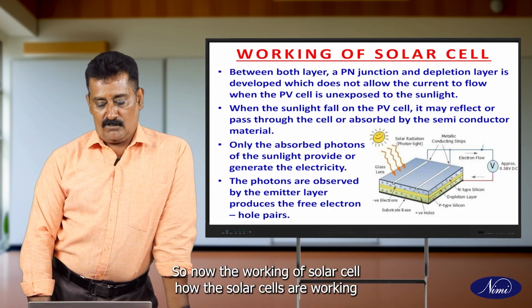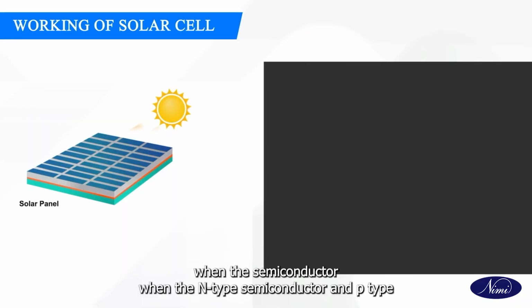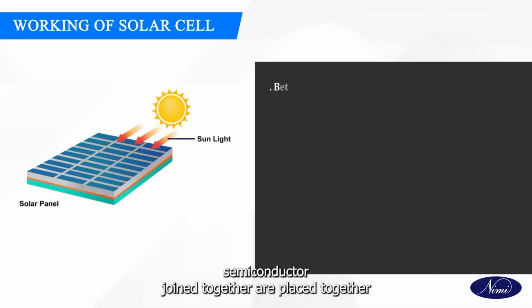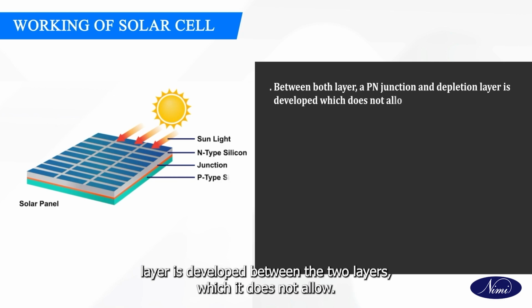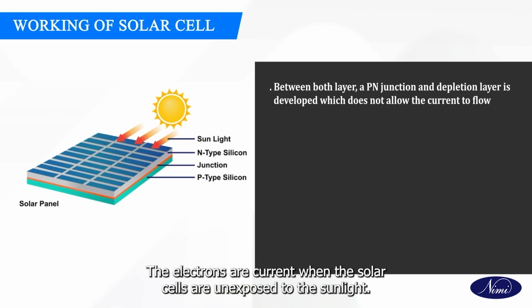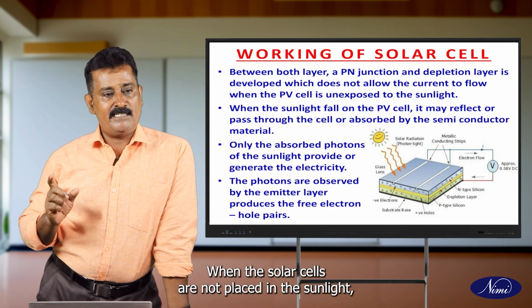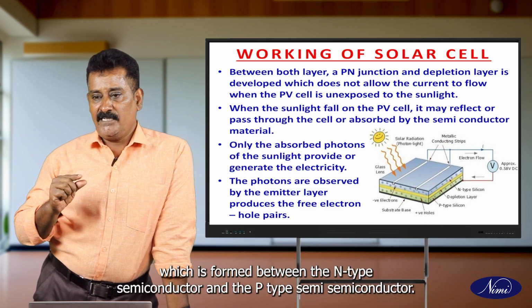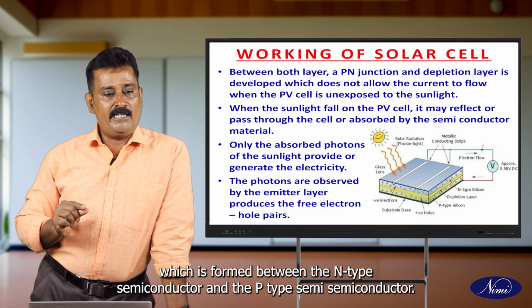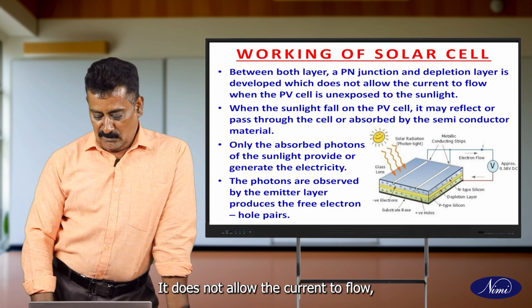Now the working of the solar cell, how solar cells work. When the N-type semiconductor and P-type semiconductor are placed together, automatically a PN junction, also called a depletion layer, develops between the two layers, which does not allow electrons or current to flow when the solar cell is not exposed to sunlight.